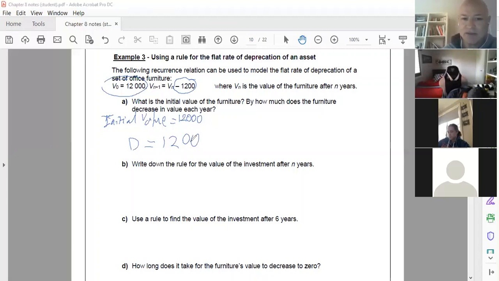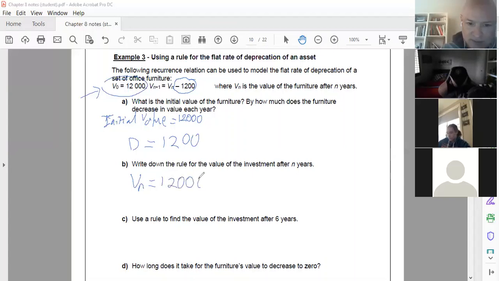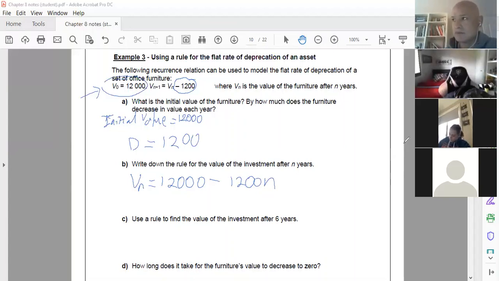Okay. Part B, write down the rule for the value of the investment after n years. So recurrence relation is what they gave us. We're going to write it in terms of n. So the value after n years equals $12,000 minus $1,200 times n. Any questions so far? That's all good? Okay, let's move on to the next one.